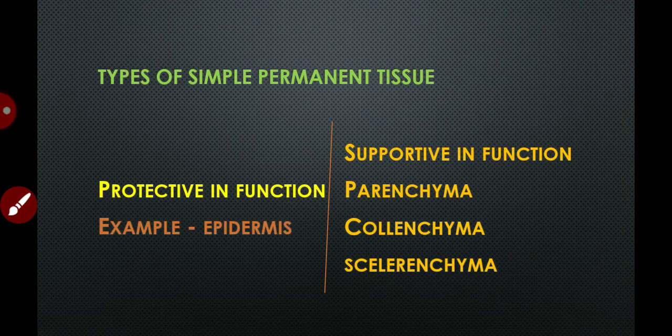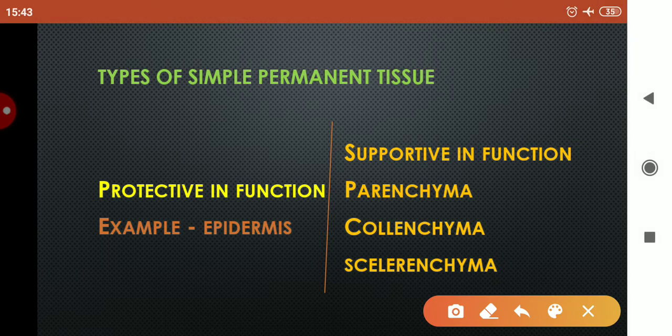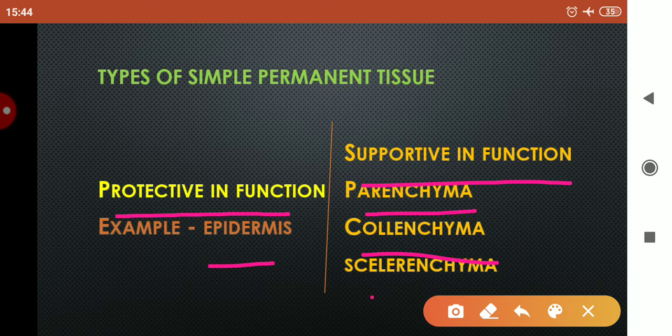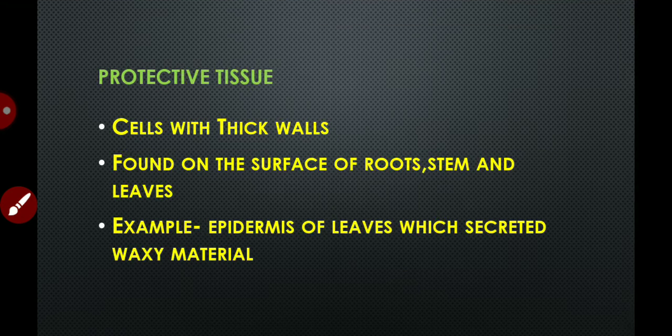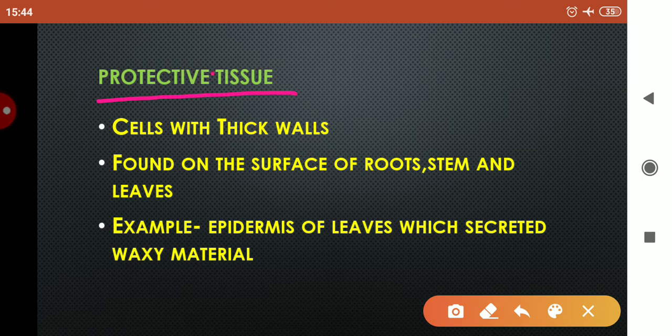Now children, types of simple permanent tissues. Simple permanent tissue can be protective in function. Example is epidermis, or they may be supportive in function. It can be parenchyma, collenchyma and sclerenchyma. Now children, let's start with the protective in function simple permanent tissue. Protective tissue means they will provide protection to the plant, protection from the invasion of microorganisms like bacteria, viruses, and also providing protection from any type of mechanical injuries.